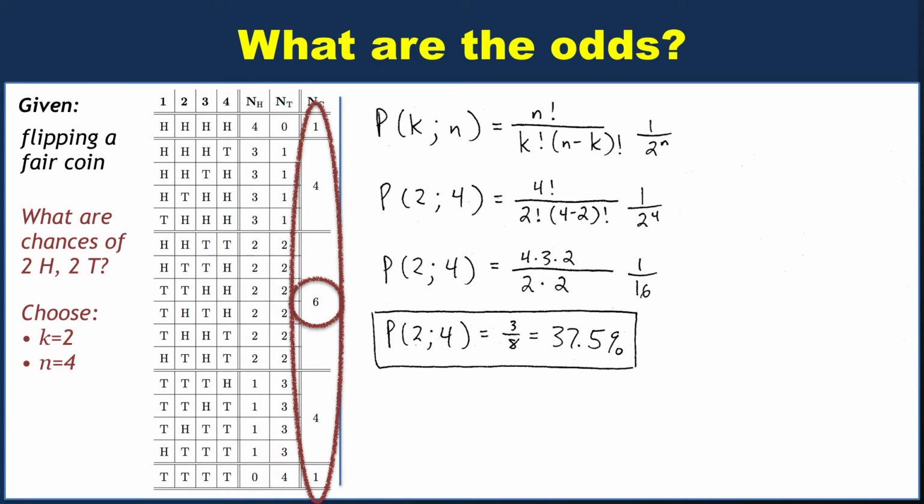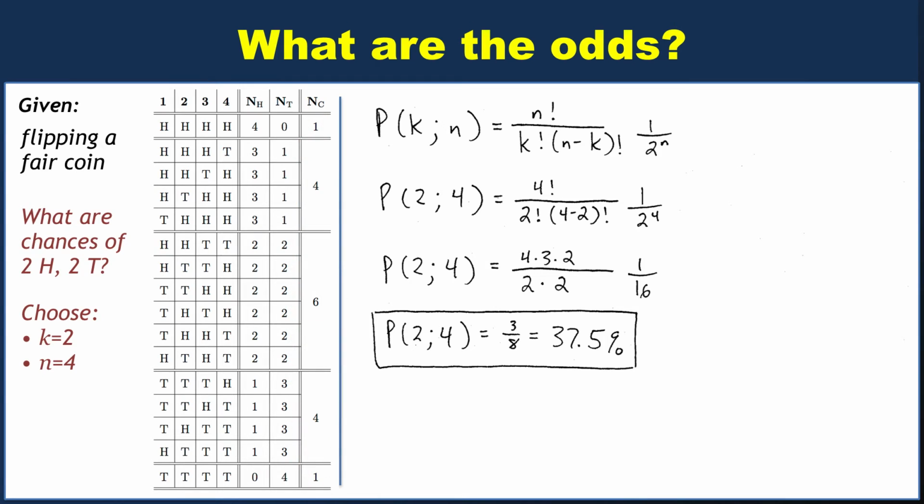So it's 1 plus 4 plus 6 plus 4 plus 1, that's 16. So 6/16 should have been the probability of getting 2 heads, 2 tails. Well, that's nice. 6/16 reduces to 3/8, right? So we get exactly the same value from counting states as we do from computing the probability using the binomial distribution. That was an easy one, though.